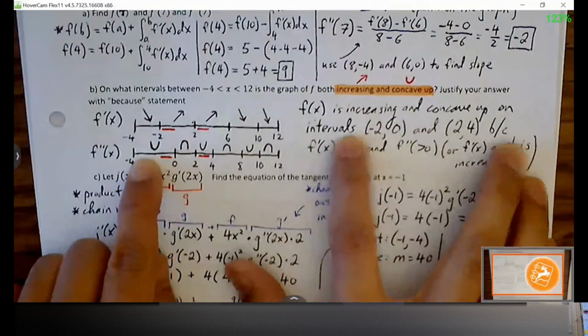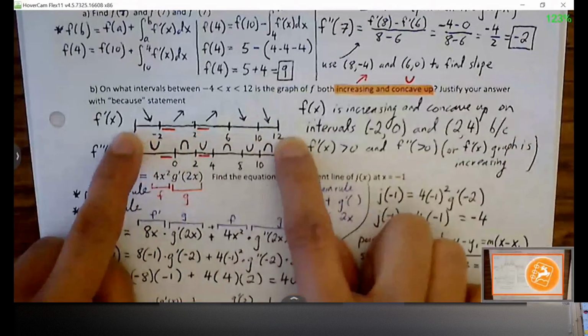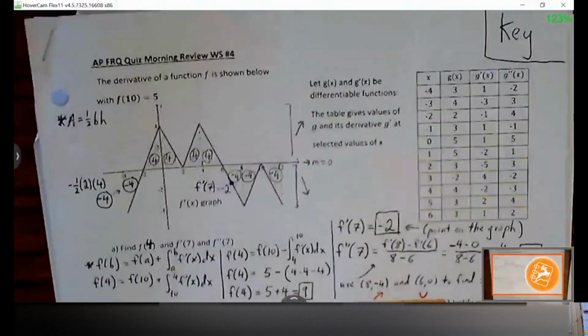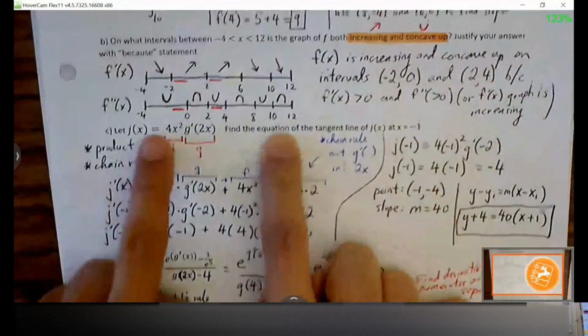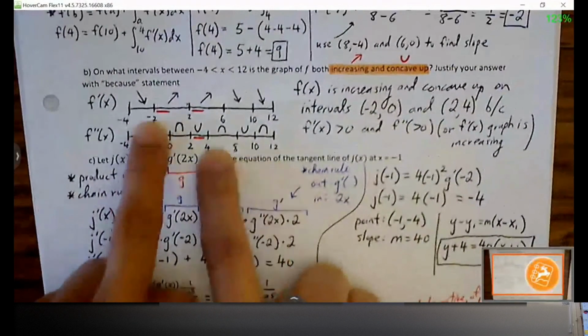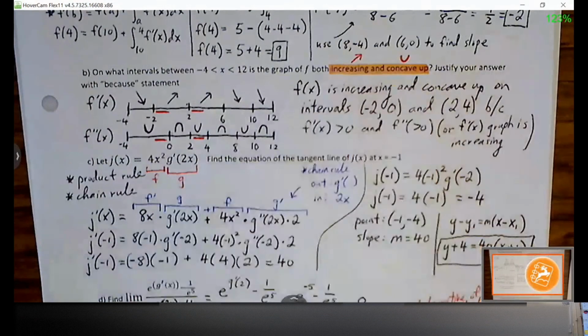Okay. And then for B, we just had to gather information from this derivative graph. So we want increasing and concave up. So we have to create a slope sign line. So we just pick off all the critical points and then peaks and valleys as concavity. And then we just want to pair up wherever we see up arrow and concave up.